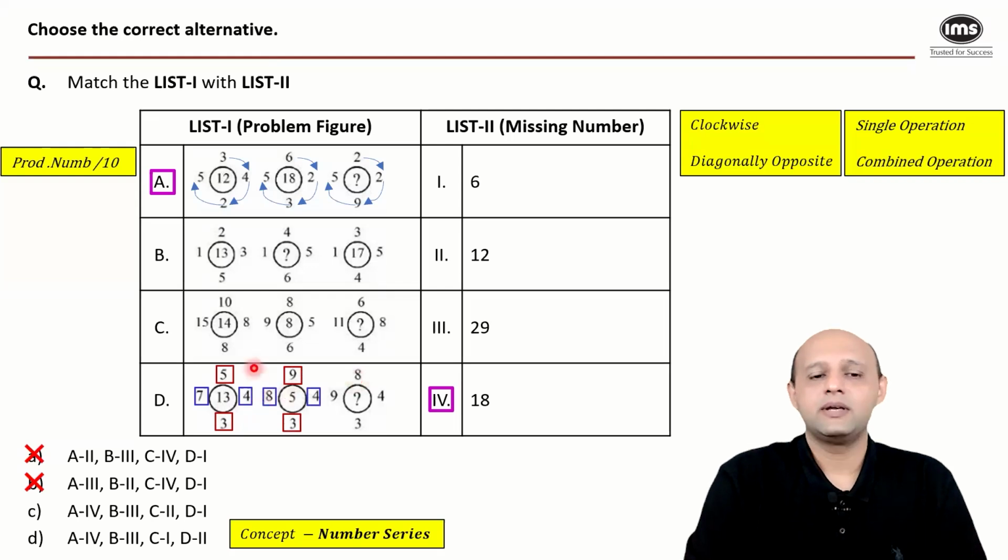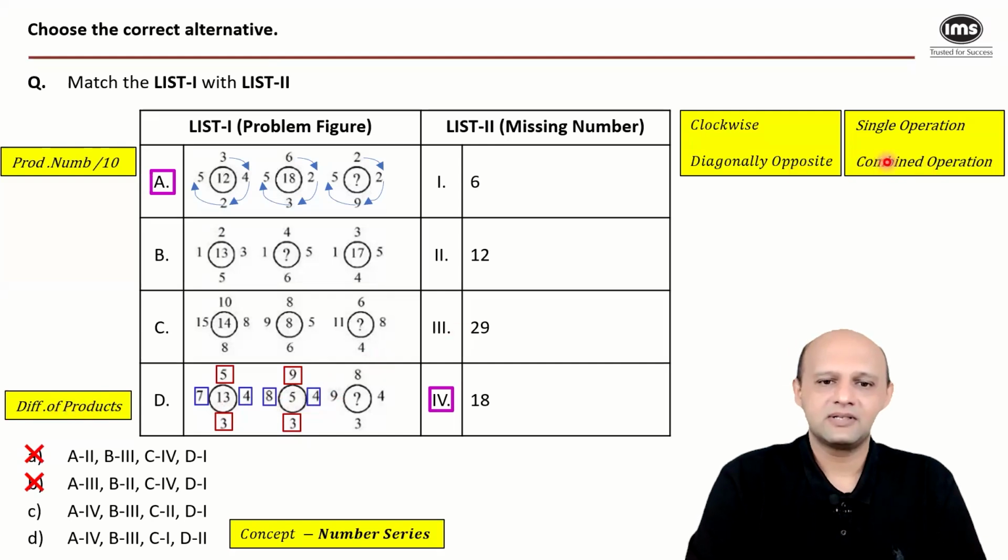No. Okay. Now what you should be thinking about is 7 4s are 28 and 5 3s are 15. Okay. So the difference between them here is 13. Sorry, 8 4s are 32. 9 3s are 27. The difference between the products is constant. Okay. So that is what we arrive at. So it's the difference of products. Again, diagonally opposite combined operations. Okay. So this is what it is resulting.